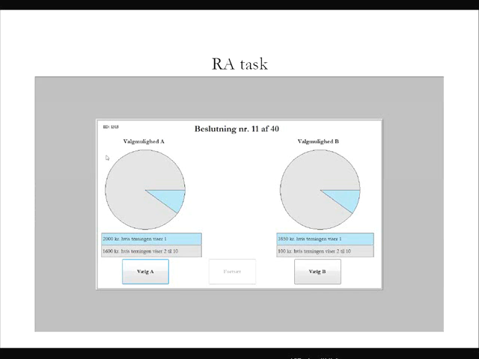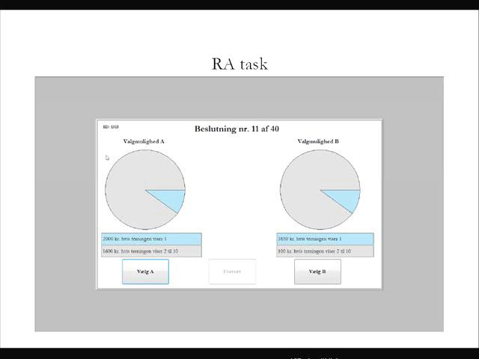The first one, this is the risk aversion task. I'm sorry, this is in Danish. It's easy to understand, so I'll just explain briefly. So this says here decision number 11 out of 40. So we gave the subjects 40 of these choice tasks in the risk aversion part. So this is number 11 out of 40. Then they had option A and option B.